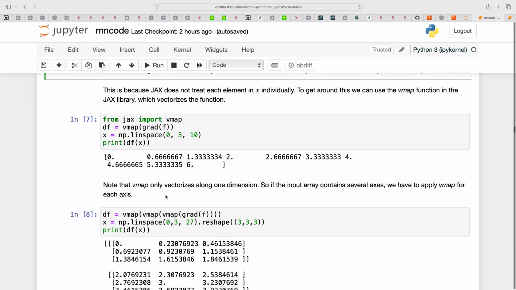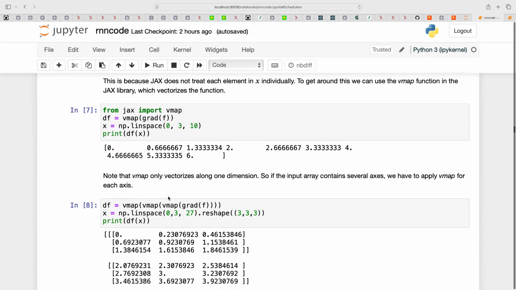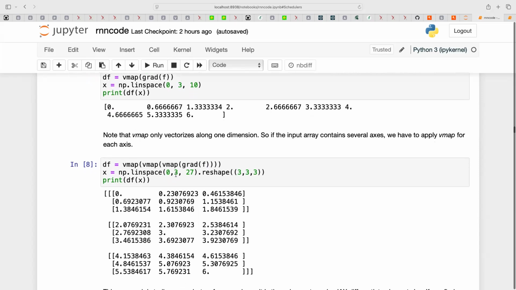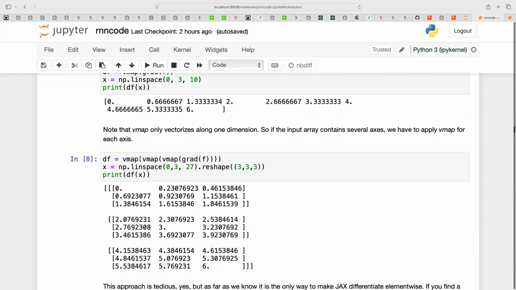There's also another drawback: it only vectorizes in one dimension. If you have an array which contains several axes, like in this case here, then you would need to apply vmap, vmap, vmap here. It's not optimal, but people are working on ways to circumvent it. This is something we have to live with for now. Okay, these are technicalities.